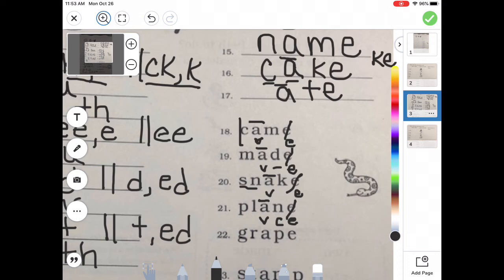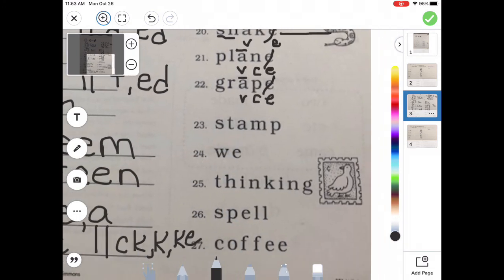All right, and our last one, where's my vowel? I've got the A, I've got a consonant and E, so that A is going to be long and that E is going to be silent, and then I have ape, grape. So I have came, made, snake, plane, and grape. All of these are A consonant E words. Which one matches our picture? That's right, the snake.